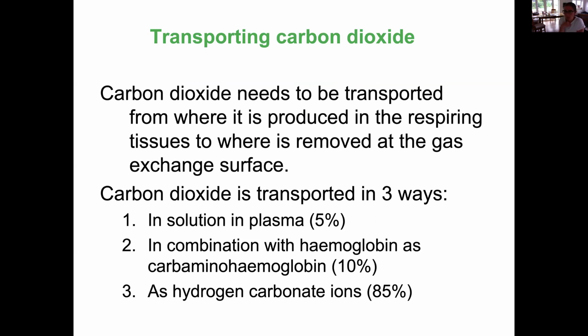Now, CO2 can be transported in 3 different ways. About 5% of it is in solution in the plasma, so in the liquid part of the blood. So it's produced by respiring tissues, diffuses into the plasma, dissolves in the contents of the plasma and is transported that way. About 10% actually moves into the red blood cells, into the erythrocytes, and it binds with hemoglobin to form this substance called carbaminohemoglobin. And then the other proportion of CO2, the vast majority of it, is as hydrogen carbonate ions. So that's what we're going to look at.